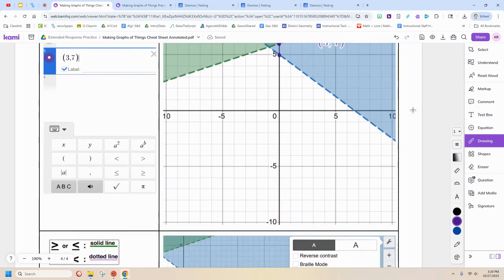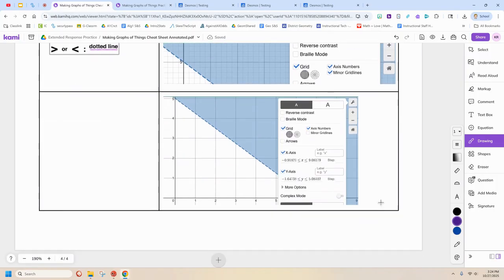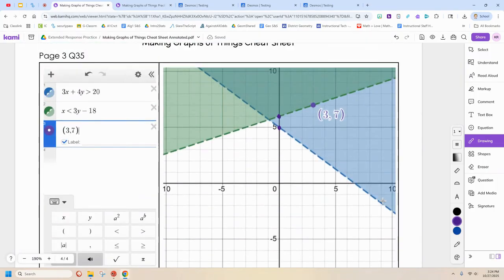So you can make your dotted lines. There we go. Dotted lines are for no equal sign, solid line for equal sign. You can have 2 solid, you can have 2 dotted, you could have 1 of each. This right here is just showing the difference between minor grid lines and removing the minor grid lines, to remind you that that's an option.